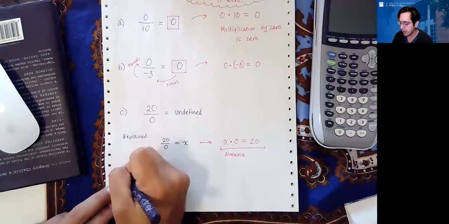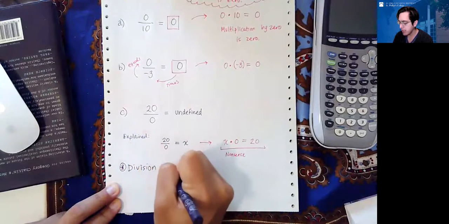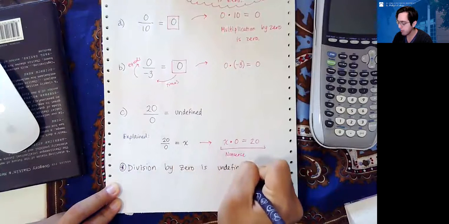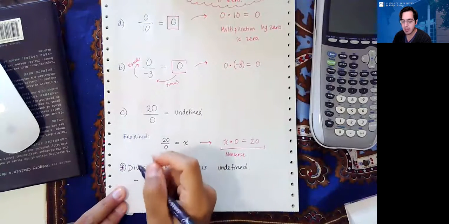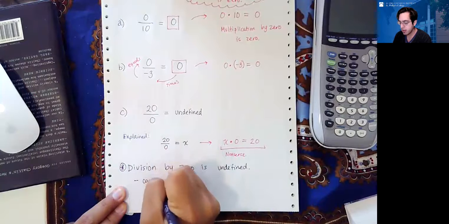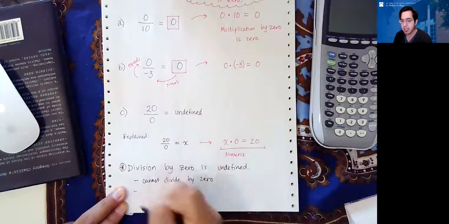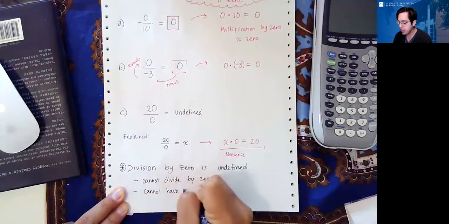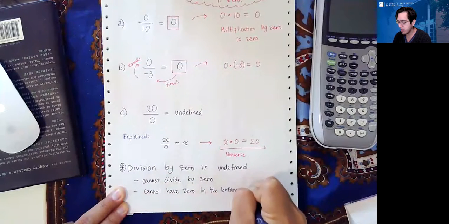Okay, so we say division by 0 is undefined. You can interpret this a couple of ways. You can say division by 0 is undefined. Another way of saying it is that you cannot divide by 0. Or you could say that we cannot have 0 in the bottom of a fraction.